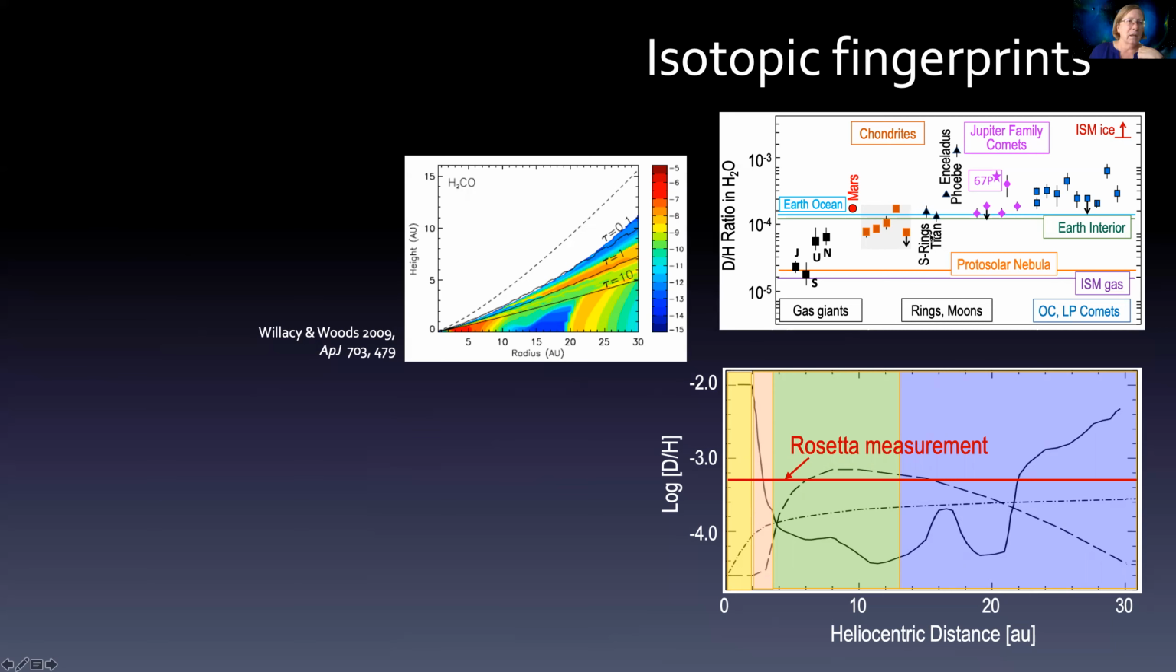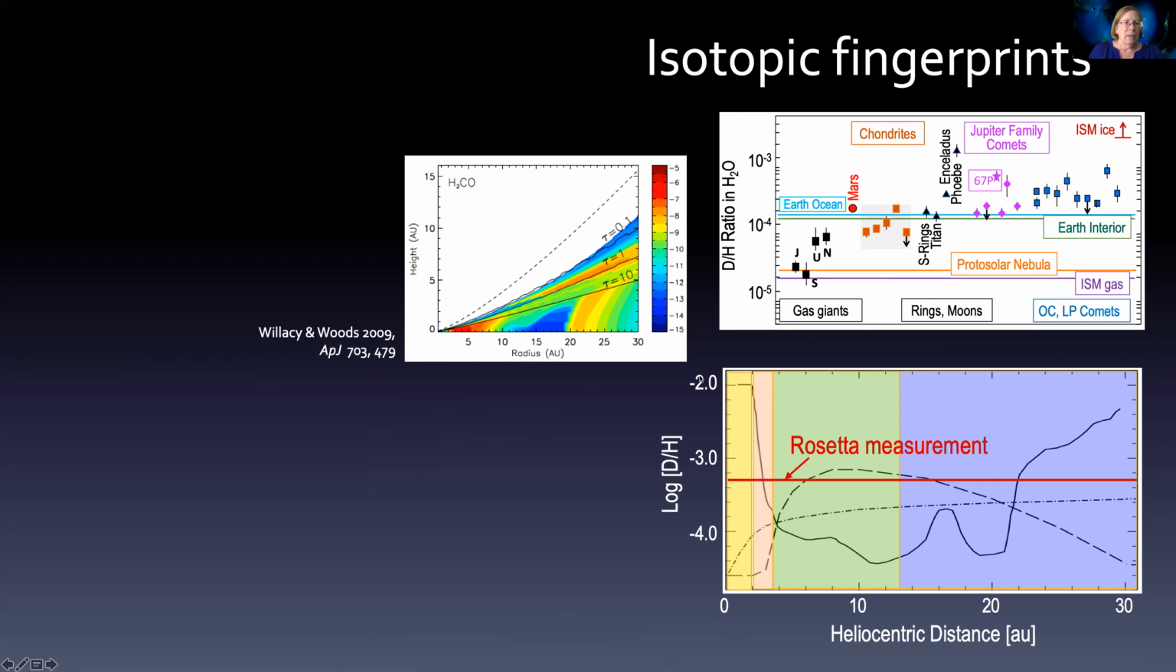for example, this one from Karen Willesee in 2009, it's just representative of what these chemical models look like. They're very complex, and what's shown here, as a function of distance from the protostar and height above the midplane, is the relative abundance of this particular chemical species in the disk. So you can see it's not a smooth function of either distance from the star or height above the midplane. Now, if you were to take a trace through this, this would give you the abundance predicted for this species as a function of distance.